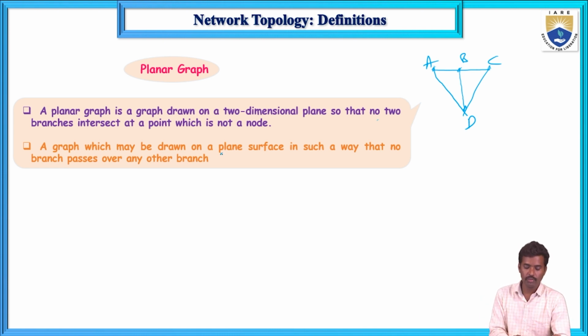A graph which may be drawn on a plane surface, so there are no branches intersecting. If it passes like this, this is not a node. This is not a node. This is not a node. If it is not a node and two branches intersect at a point, then this is a non-planar graph. It should not be here. So this is the planar graph.